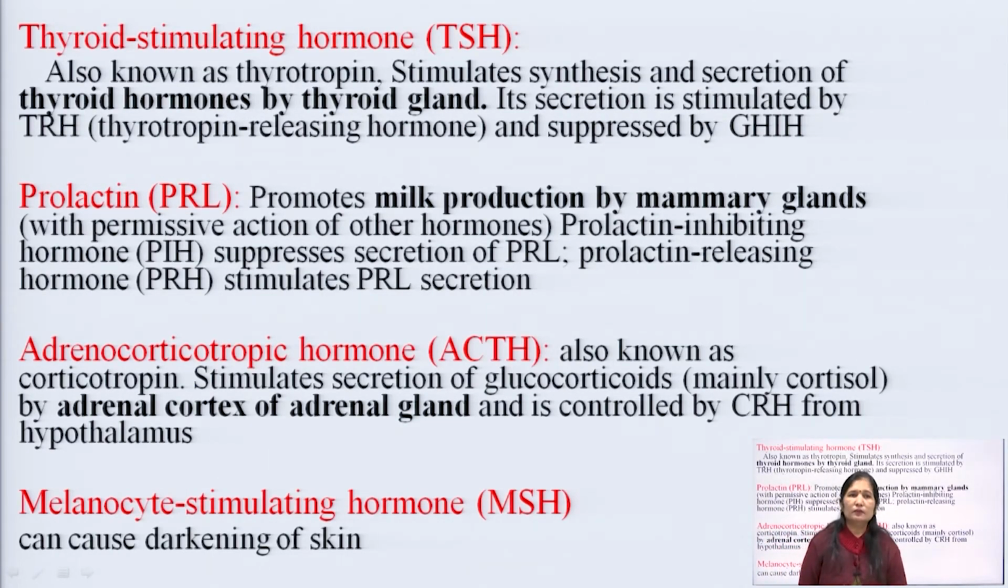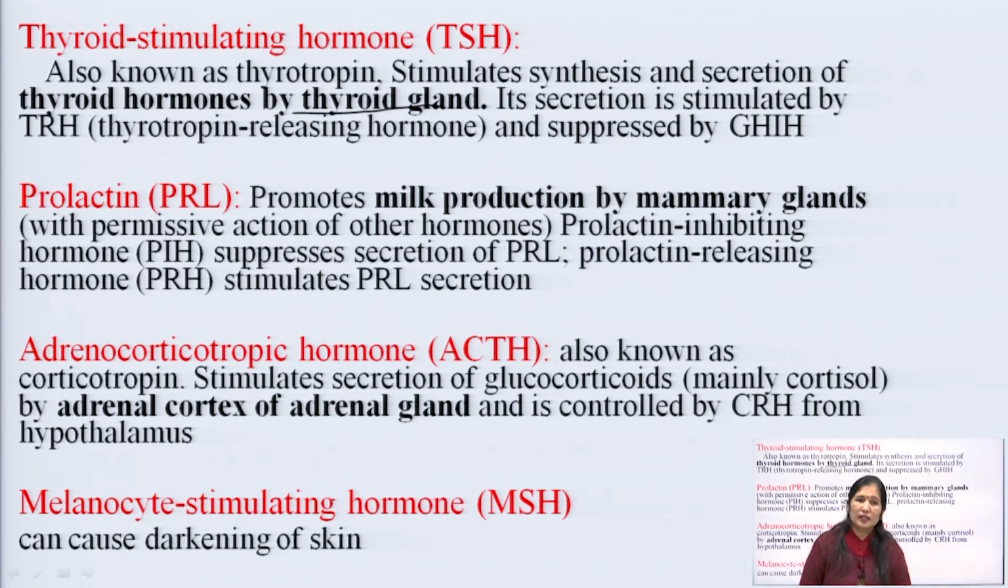Thyroid stimulating hormone stimulates the secretion of thyroid hormone, so its target gland is the thyroid gland. Its secretion is stimulated by TRH and suppressed by GHIH, as we have discussed in the previous table. Prolactin promotes milk production by the mammary glands with the permissive action of other hormones like human growth hormone and oxytocin. Prolactin inhibiting hormone suppresses the secretion of prolactin, and prolactin releasing hormone stimulates prolactin secretion.